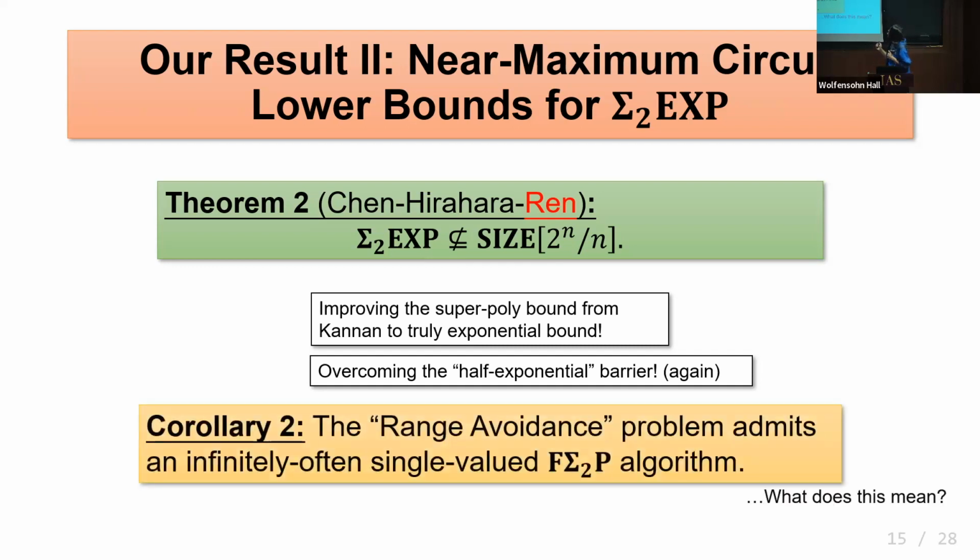And our second result also implies an algorithm for some problem. The algorithm is a so-called infinitely often single-valued F sigma 2 P algorithm, which I'll define in the second half of the talk. And the algorithm is for a problem called range avoidance, which I'll also define in the second half.